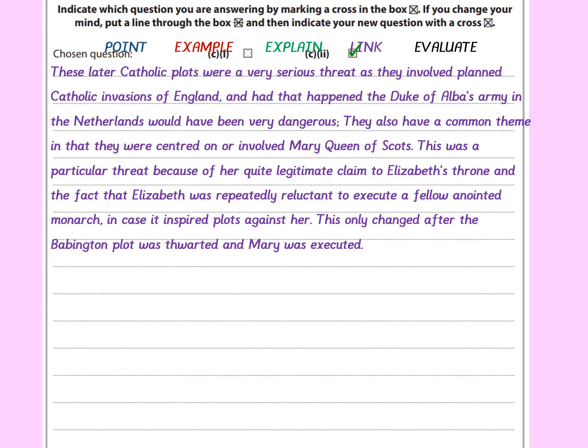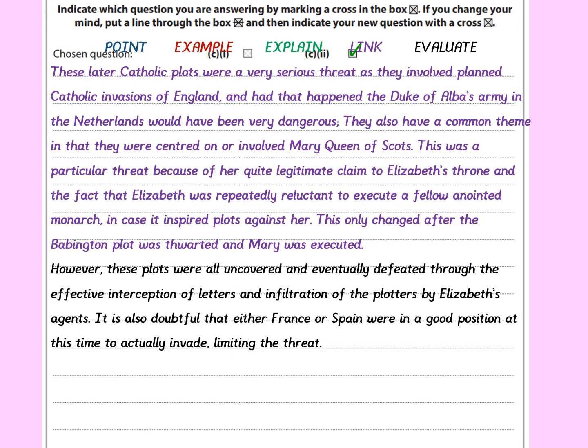This was a particular threat because of her quite legitimate claim to Elizabeth's throne and the fact that Elizabeth was repeatedly reluctant to execute a fellow anointed monarch, in case it inspired plots against her. This only changed after the Babington plot was thwarted and Mary was eventually executed. However, these plots were all uncovered and eventually defeated through the effective interception of letters and infiltration of the plotters by Elizabeth's agents. It is also doubtful that either France or Spain were in a good position at this time to actually invade, limiting the threat again. So I've got more analysis here, but I still really need to nail down my conclusion, so let's move on to that next.